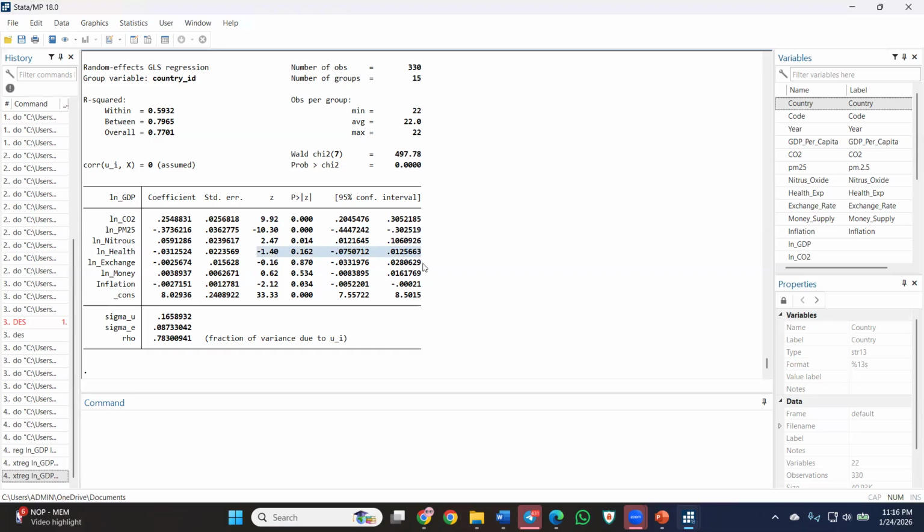The same thing applies to the exchange rate. It moves from negative to positive. It crosses zero, so it's not significant. And if you look at its corresponding p-value, the p-value is so high, 0.87, which is not significant. For the z-value, you can see that it is also less than 2, which is not significant.